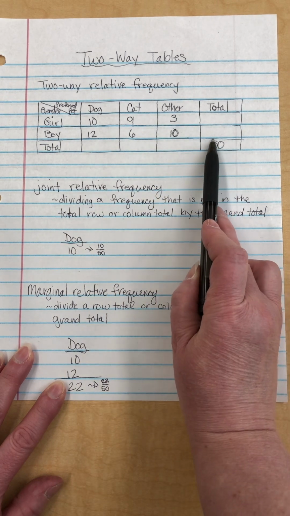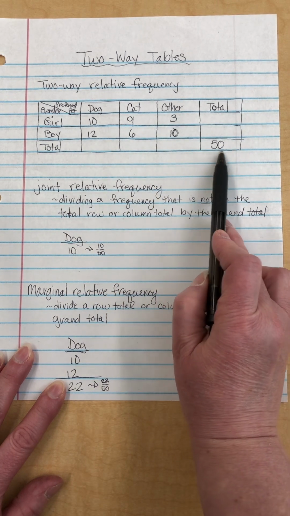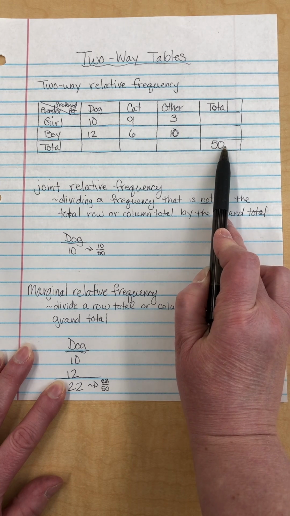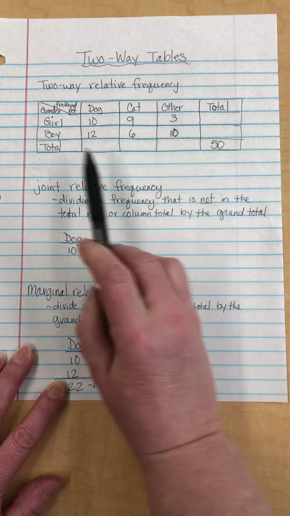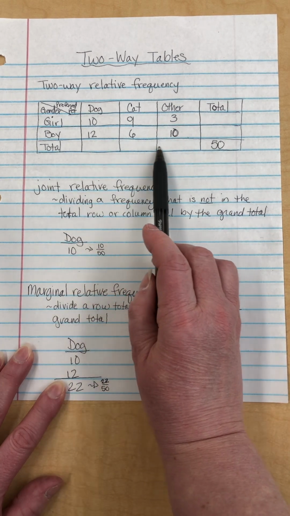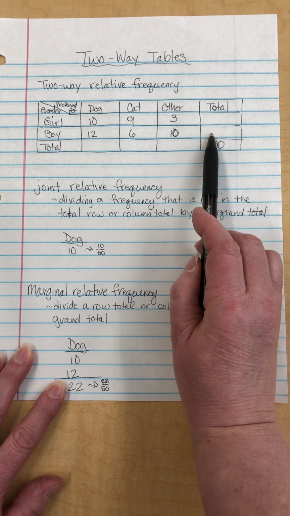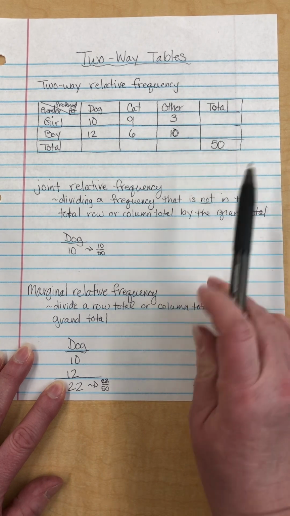And then down here in the corner is going to be the grand total, and that's going to be how many people were asked in the survey total. So the totals along the rows here need to add up to 50, and this column here, these two need to add up to 50 as well.